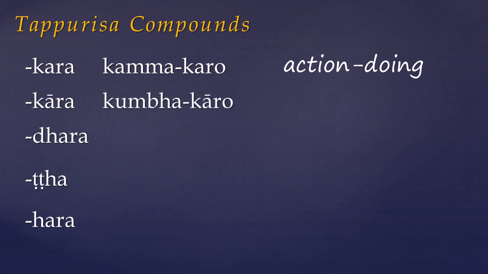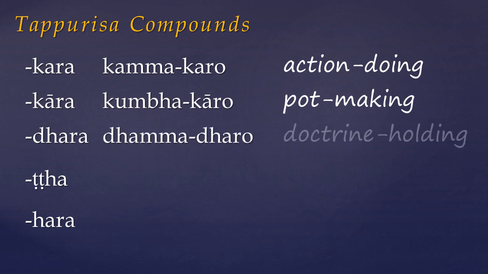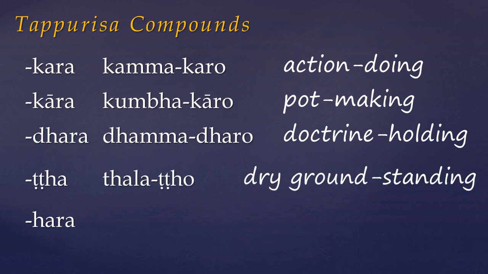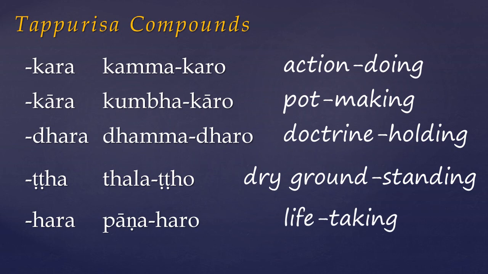Similarly, from the causative form of ka, we have making, as in pot making or a potter. And from the root da, as in dharma daro, we have doctrine holding or a memorizer of the doctrine. And tala tur, we have dry ground standing or standing on dry ground. Finally, pana haro is life-taking, or taking away life. And that will shorten the next lesson.